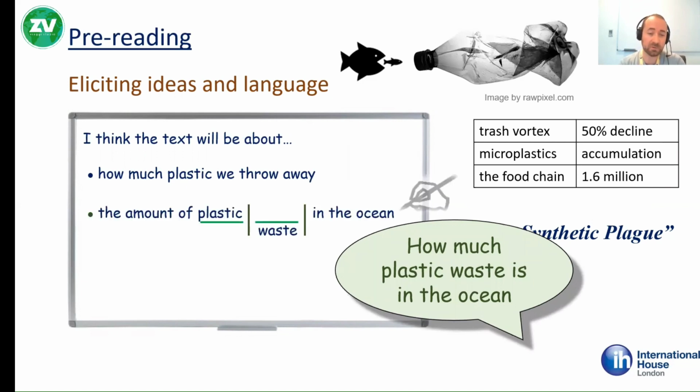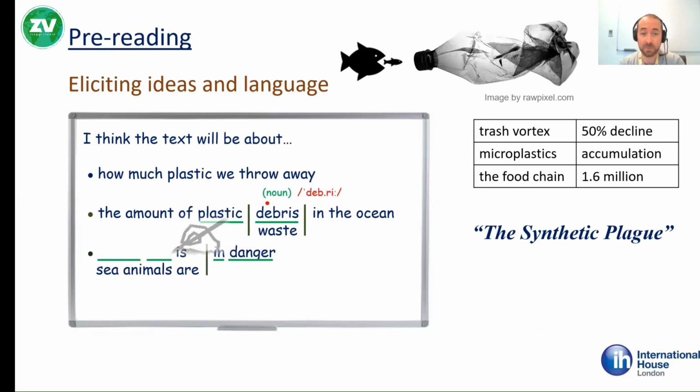Now, this is also an opportunity to teach some language that might appear in the reading text. For example, if a learner says the amount of plastic waste in the ocean, I know that the text contains the word debris. So it's an opportunity to pre-teach some vocabulary and prime the learners for the reading. Similarly, if the learners say sea animals, I know that the text uses the phrase marine life.